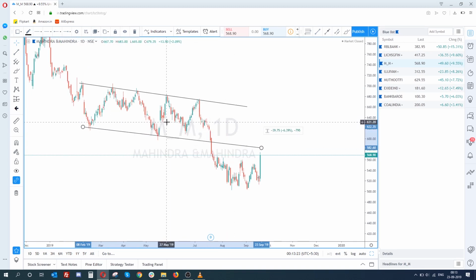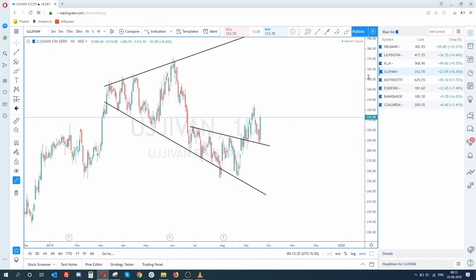So not only does it look good, it is also favorable to our risk reward, and we will also be able to make more money from this pattern. Okay, so let me just move to the next stock, which is Ujjivan.